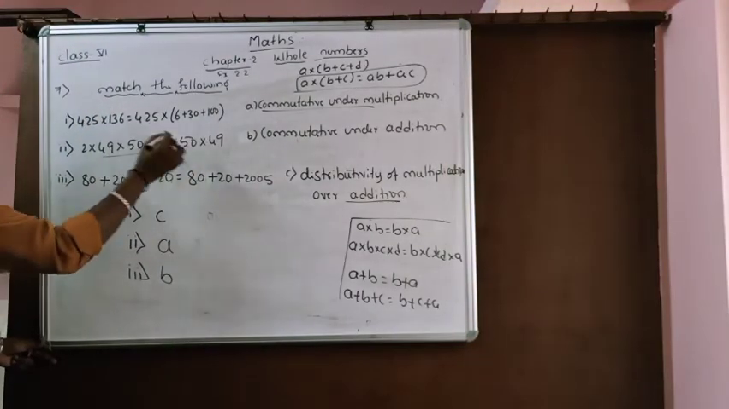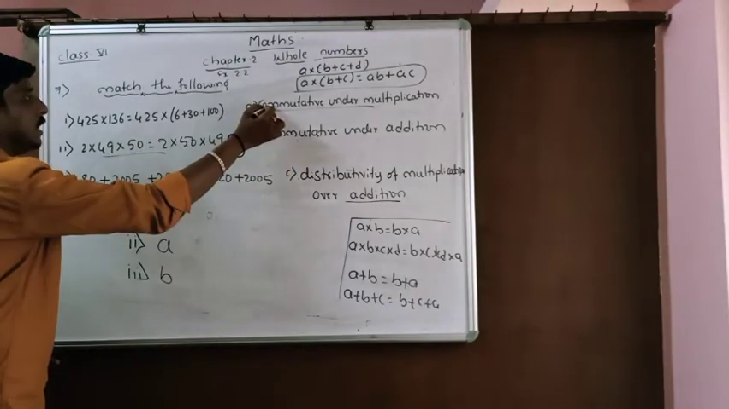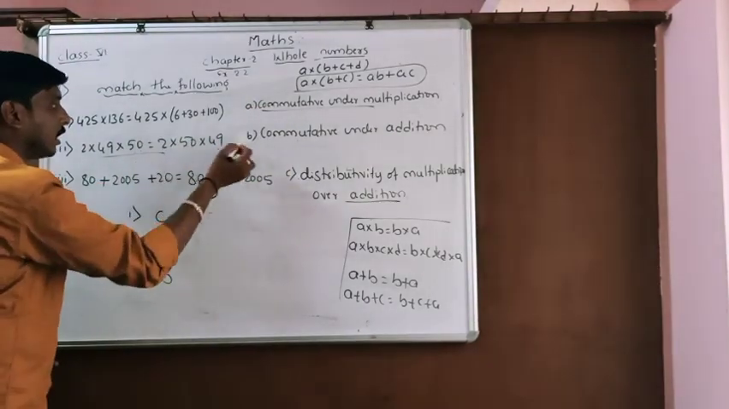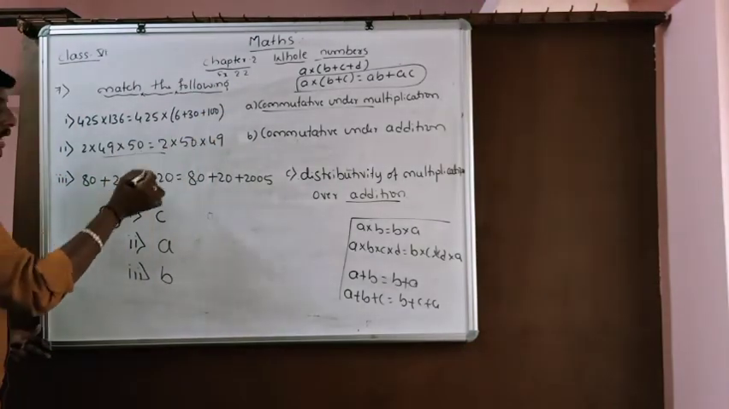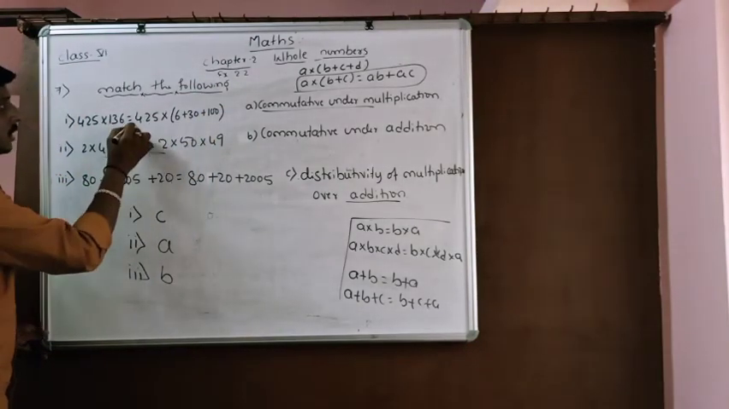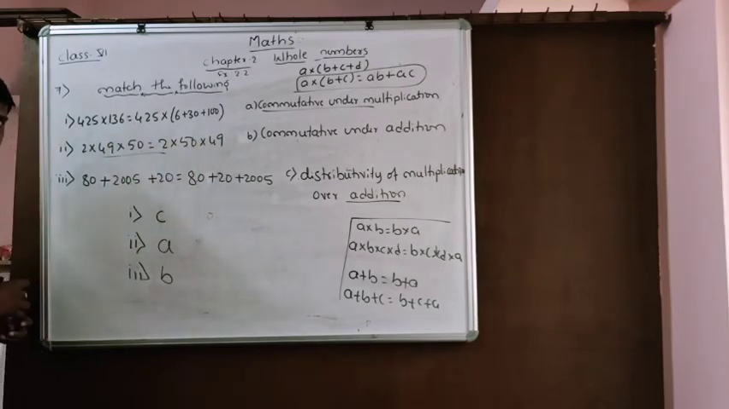So first one C, second one A, and third one B. So don't cross the lines like that. Instead of crossing the lines, better to write the first one, the question with the answer. Okay. Solve yourself.